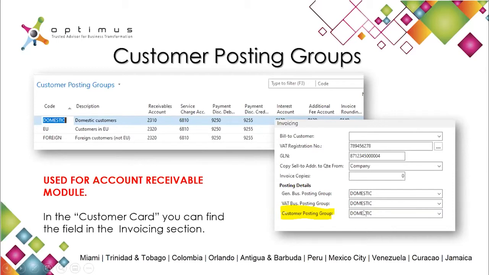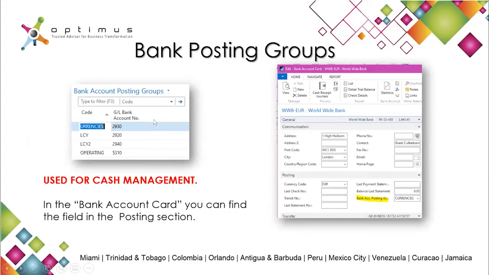In this example, domestic. Once we classify one of our customers and we generate a sales transaction, then we are going to be able to know which AR account will be used for this procedure. The customer posting group for the domestic classification would be using, in our example, the account 2310. Let's continue with the bank posting group. The bank posting group is used for the bank accounts.